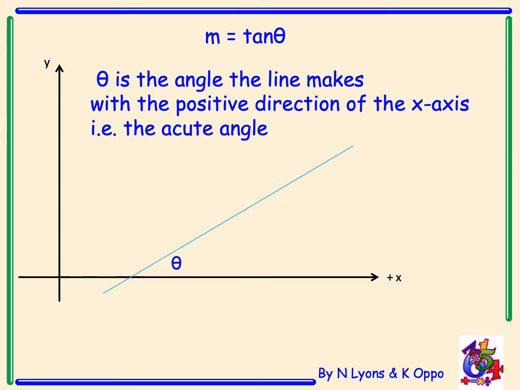the acute angle shown. Be careful, because sometimes you're given another angle theta, which in this case I've just shown to be the obtuse angle. This is not the angle, that's the angle it makes with the negative direction of the x-axis. The angle you need to put into the equation is the angle theta which the line makes with the positive direction of the x-axis. We need to be careful about that point.